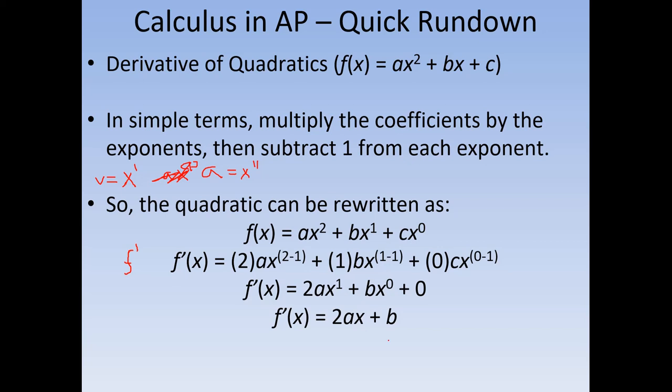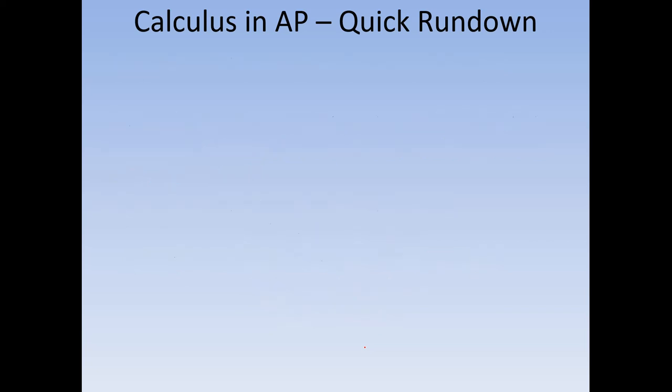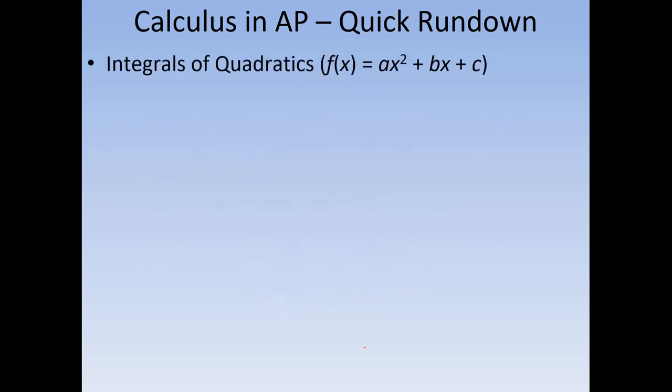So that would be my new function. And again, this basically represents the slope at any point along this curve. So if I plug in a 2 here to find a specific point on the curve, I plug in that same point in for x, and I would get whatever the slope of that line that's tangent to that point. All right. Now the integrals are not that much more difficult.